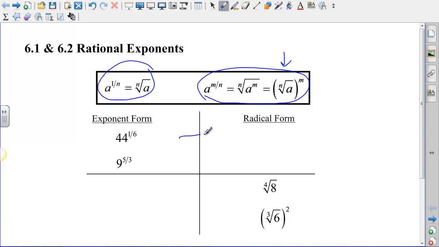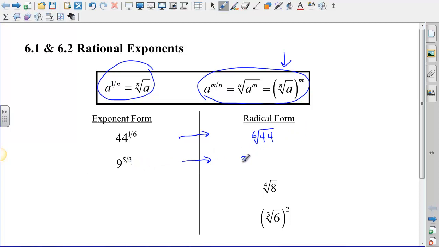The first thing here is going from exponent form to radical form. You can see right here, 44 to the 1/6 power. That's like this one right here. And so we would just say the 6th root of 44. Now we don't know anything that raised to the 6th power is 44, so we're just going to leave it in that form. Same thing here, 9 to the 5/3 power.